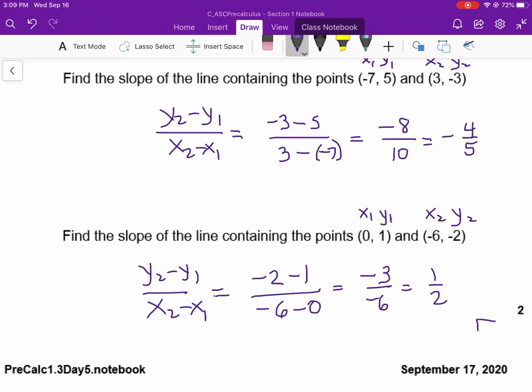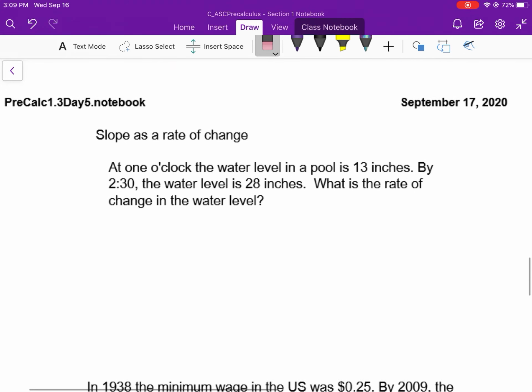So this one would go up 1 and to the right 2, up 1 to the right 2, and it would have a slope like this. This one would go down 4 and to the right 5. So it would have a slope like this, sort of, that kind of thing. So a negative slope and a positive slope.